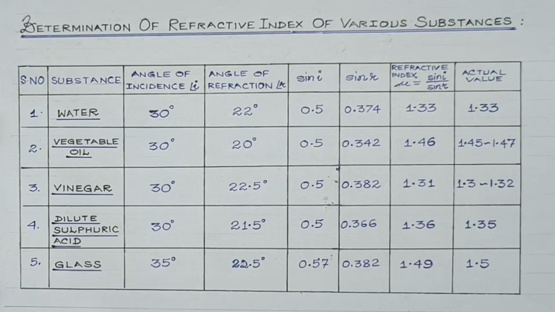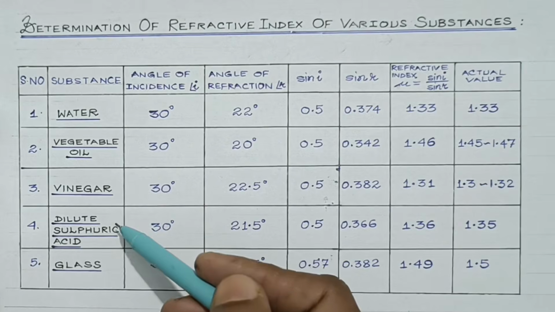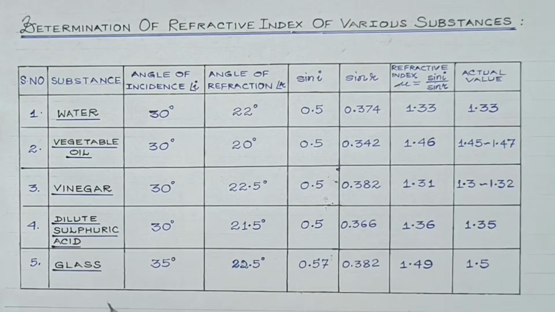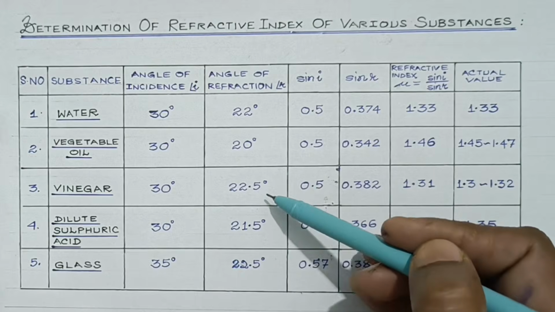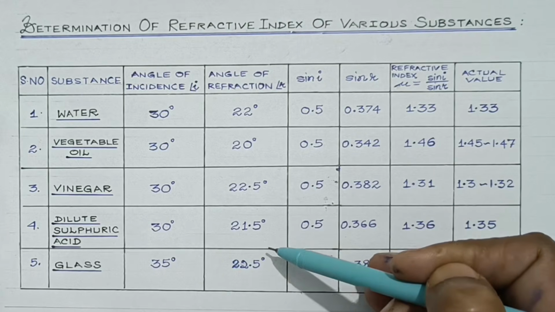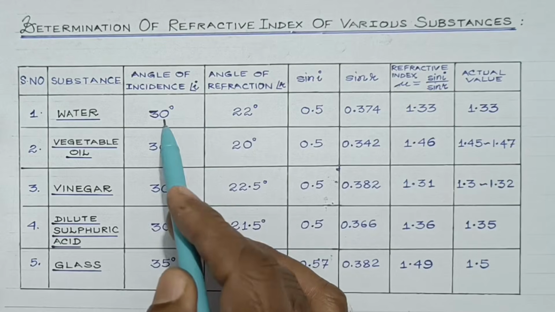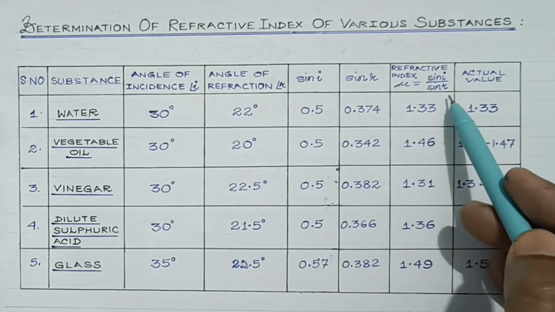And this is the summary of the observations which we have just now discussed. In the case of water, vegetable oil, vinegar, dilute sulfuric acid, we have taken the angle of incidence to be 30 degree. While in the glass, I have taken the angle of incidence to be 35 degree. And this is the angle of refraction obtained in the first refracting phase of the prism. So directly by applying Snell's law, sin i divided by sin r, we can easily determine the refractive index.